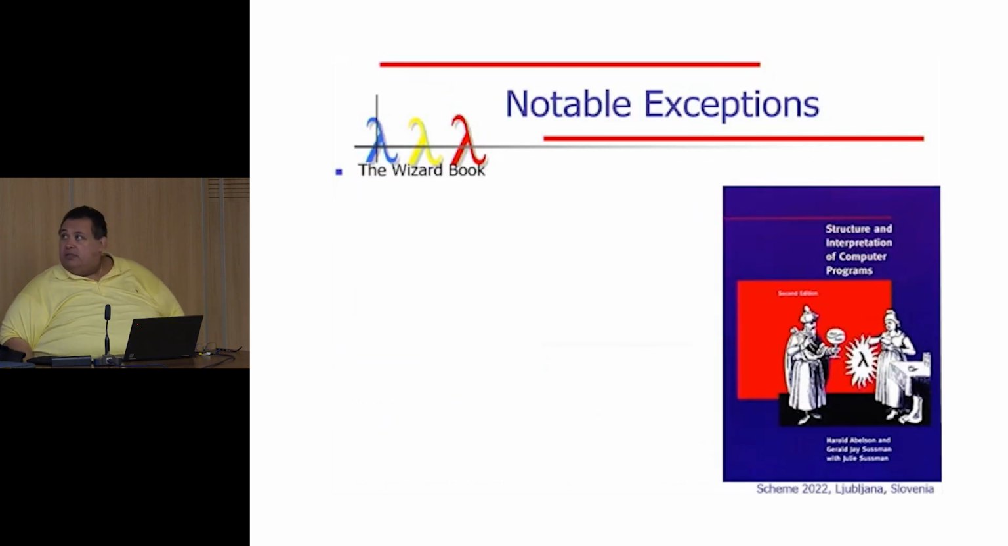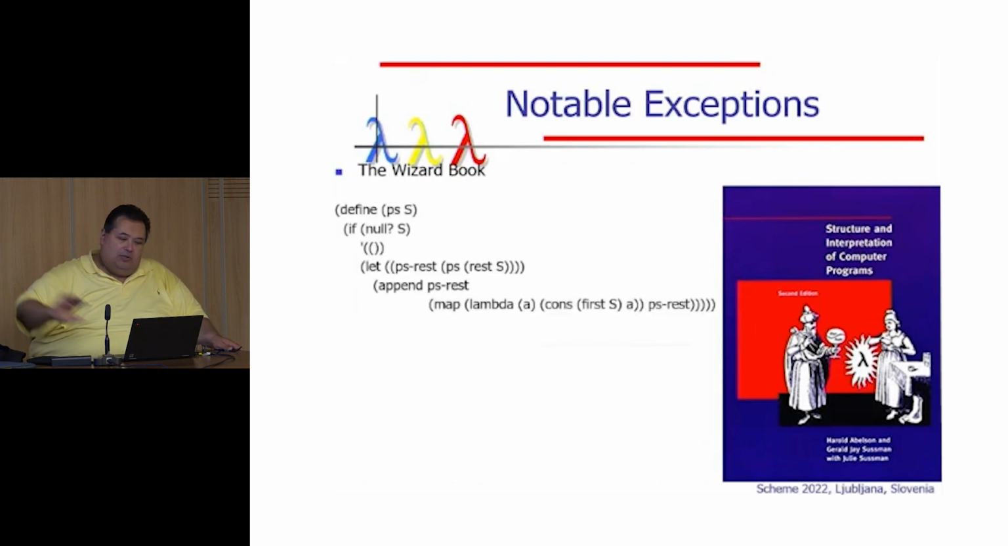The first one is the Wizard book, which I'm sure everybody at the Scheme workshop has read and loves and can recite verse and chapter. I like this book a lot. This is what got me hooked on functional programming back in the day. And I like it because it spent a lot of time with design, explaining how the problem is solved.